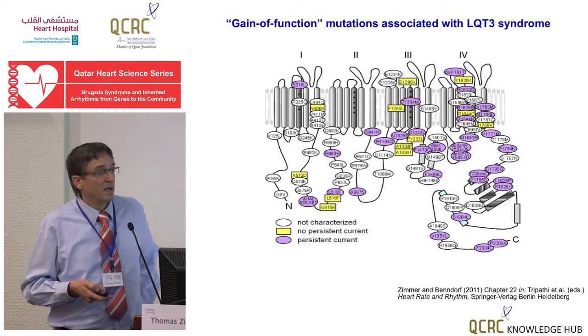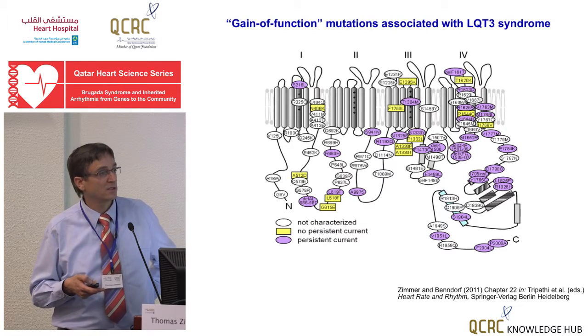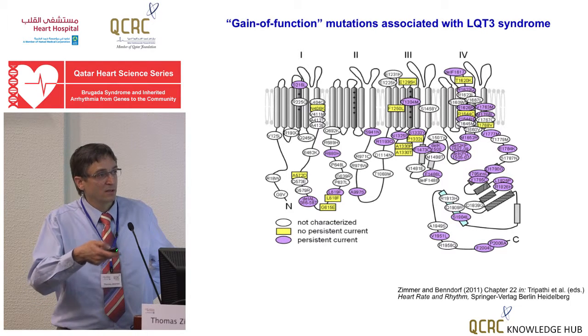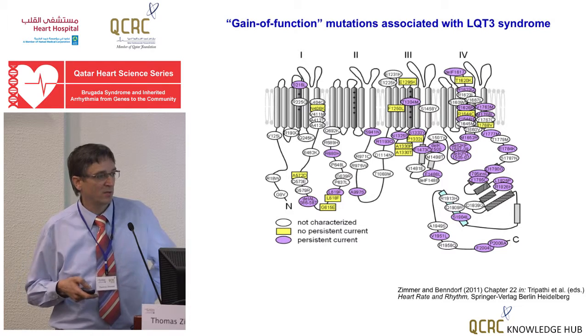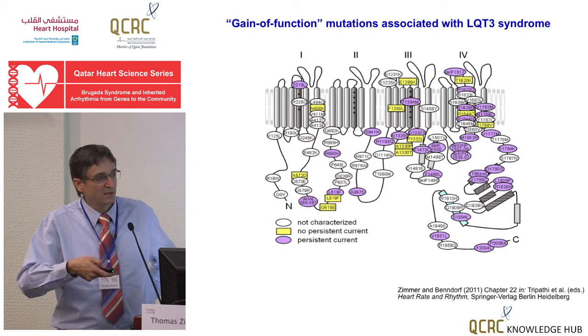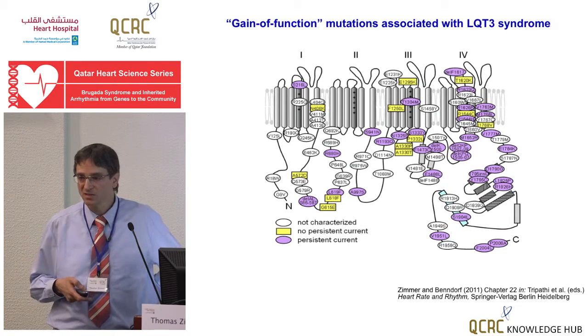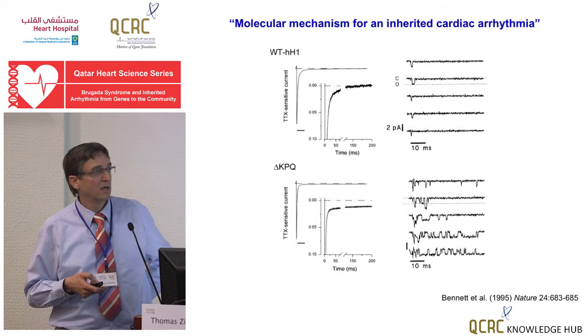Here you can see these long QT3 mutations. A lot of those mutations are located in the intracellular region here, and as you can see, some of them are not characterized, but if they are characterized, then often we find a so-called persistent current. We have heard yesterday something about that.